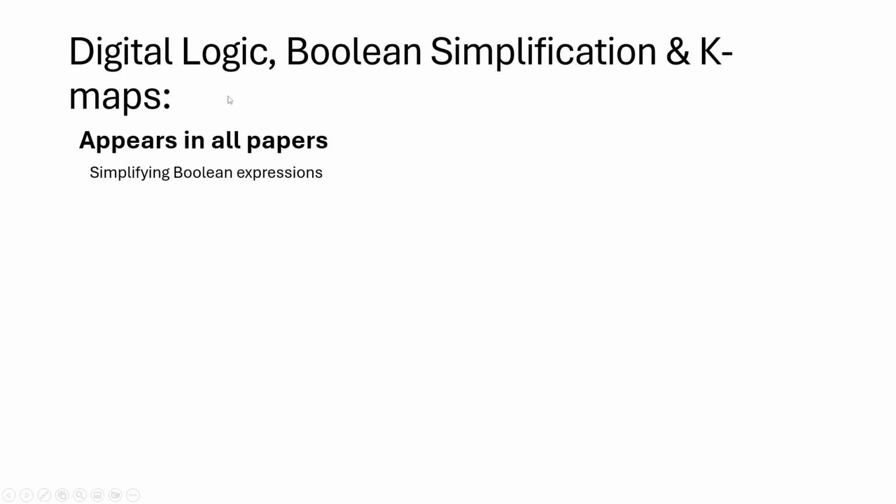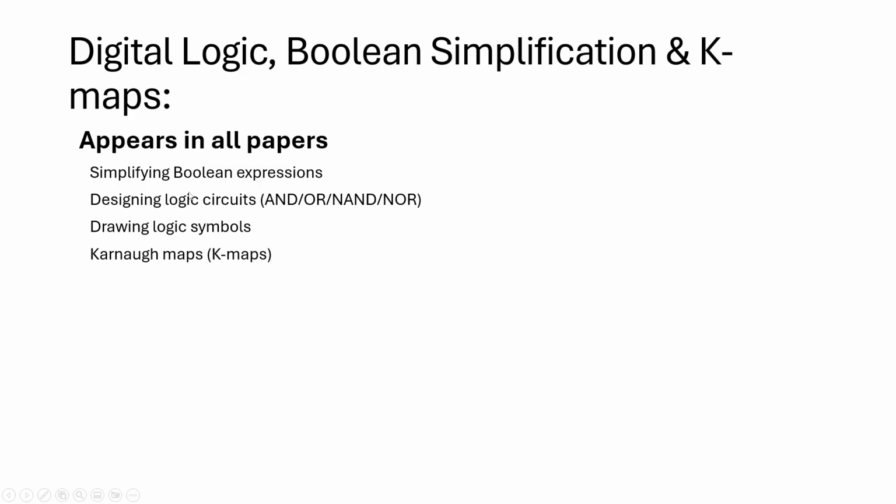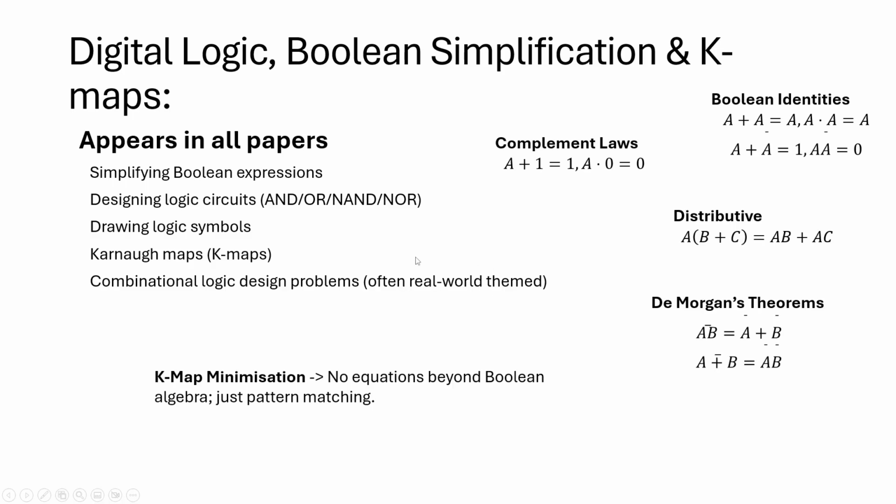Next, digital logic, Boolean simplification, and K-maps. Again, appears in literally every single paper. Topics include simplifying Boolean expressions, designing logic circuits, drawing logic symbols, and K-maps. Who knows how to pronounce that? Also combinational logic design problems, often real-world themed. The questions themselves will revolve around a real-world problem and then ask you to sort it out with logic. These are what you should know from being able to simplify Boolean expressions.